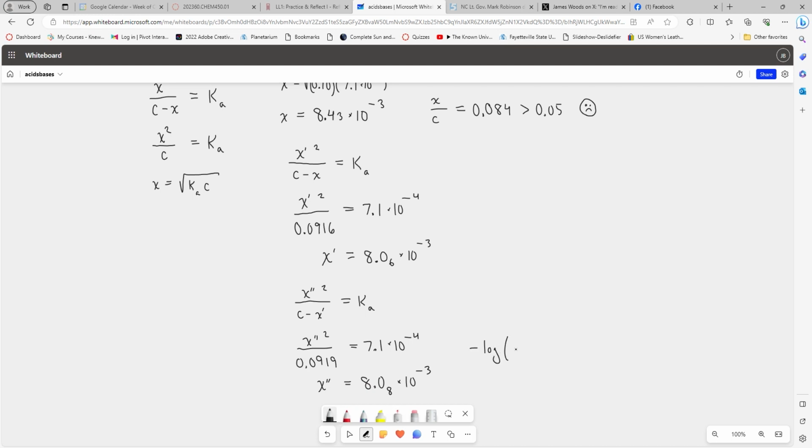So the pH tells us we take the minus log of that number, minus log of 8.08 times 10 to the minus third. Remember that number has only two significant figures. The second 8 is just a check digit. So since the number had two significant figures, the pH has two decimal places, 2.09.